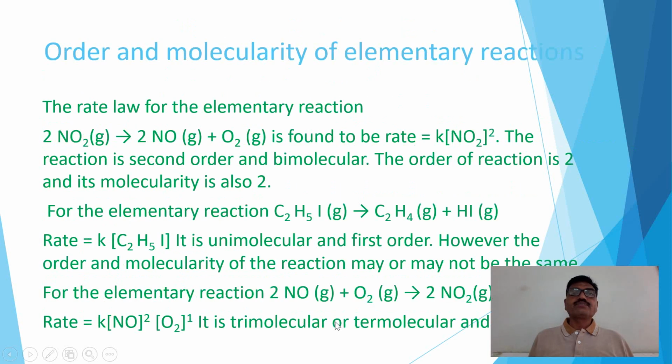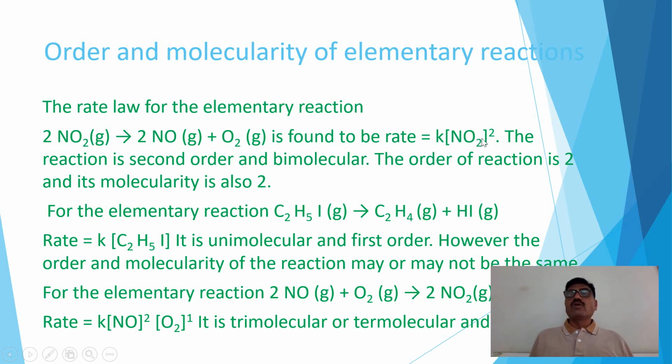Now, the order and molecularity of elementary reactions. The rate law for the elementary reaction: see here, the decomposition of nitrogen dioxide into nitrogen monoxide, that is nitric oxide, plus O2 gaseous. The rate law is found experimentally to be rate equals k times the molar concentration of NO2, squared. So what does it indicate? The order of this reaction is 2, so this is an example of a second order reaction.